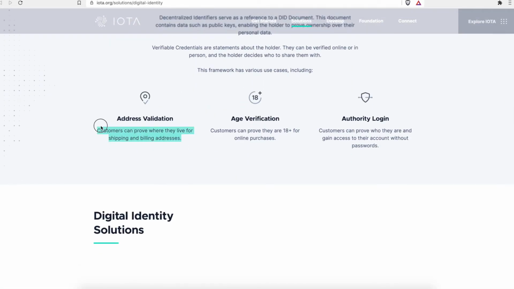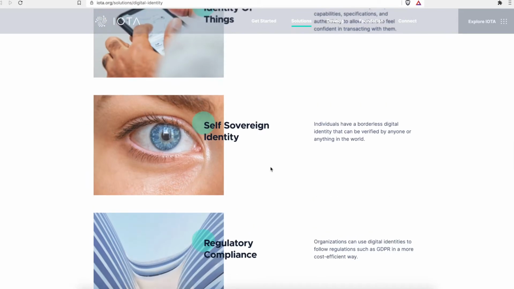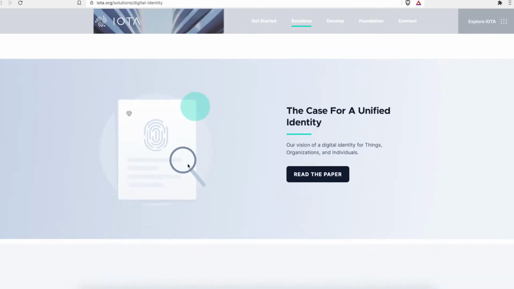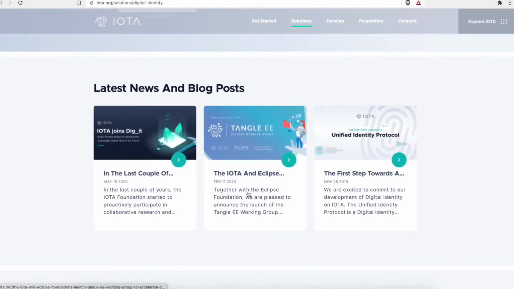So there's address validation, where customers can prove where they live for shipping and billing. There's age verification, and customers can prove who they are and gain access to their account without passwords. So it's pretty cool. Self-sovereign identity, regulatory compliance. I really recommend taking a look at this project.